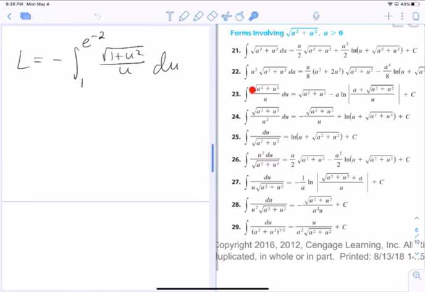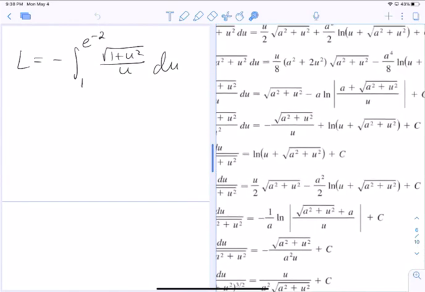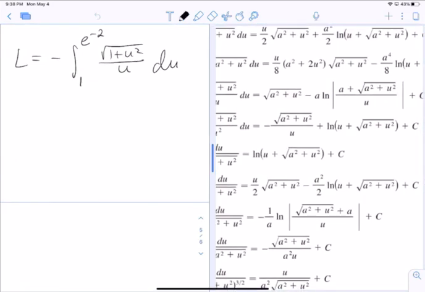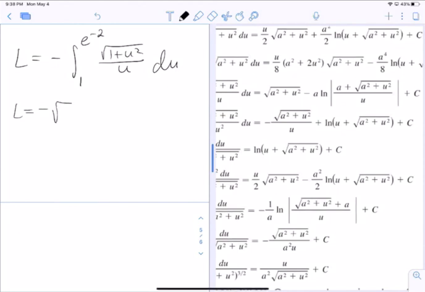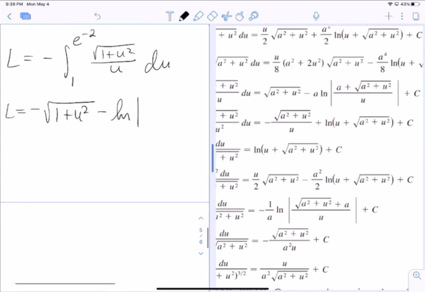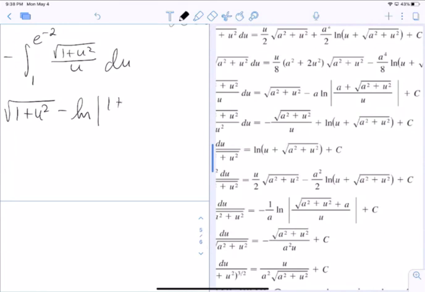We have the integral of the square root of a squared plus u squared over u du. That matches what we've got. So I'm going to blow that up a little bit. And we'll say that our length then becomes the negative of, which one was it? That one. The square root of a squared plus u squared minus a times the natural log of the absolute value of a plus the square root of a squared plus u squared divided by u.